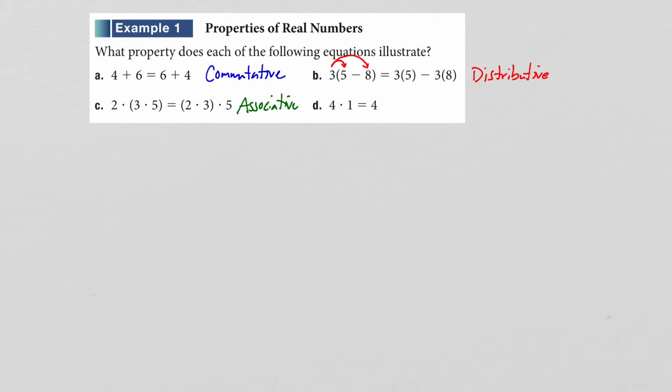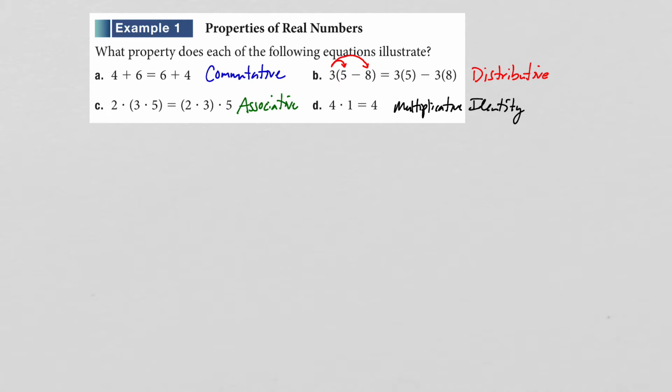And finally, here we have 4 times 1 is equal to 4. So we're saying that when you take the number 4 and you multiply it by 1, you are getting the same number 4. So the number you're starting with identifies with the number that we end up with. So this is the identity property for multiplication, right? Because 1 is the multiplicative identity, rather. So this is the multiplicative identity property, and of course for multiplication.